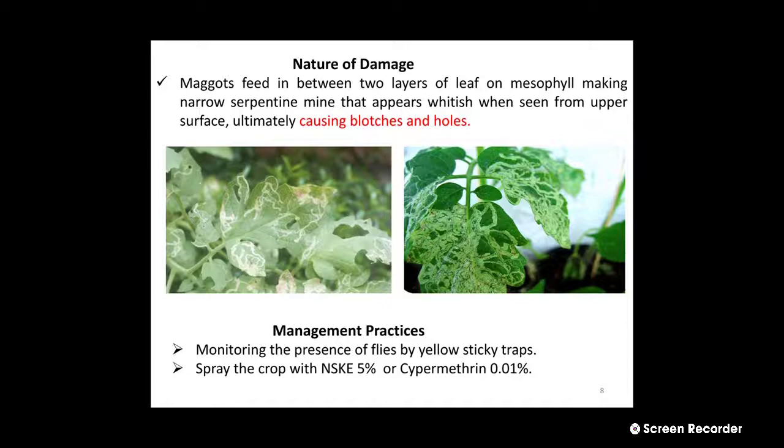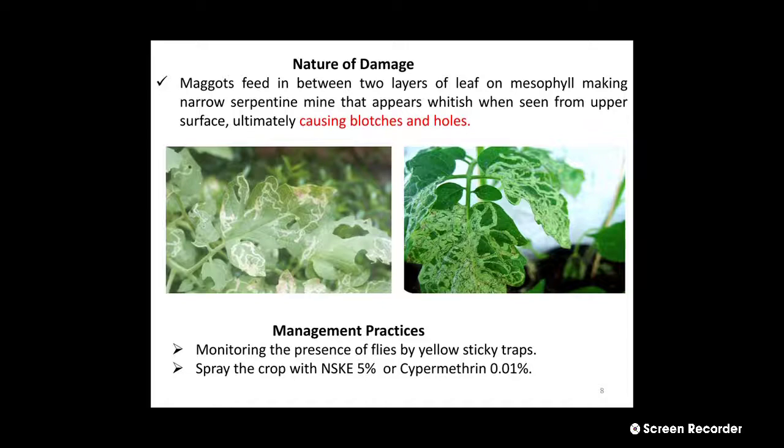Then next point is control measures. Monitor the presence of flies by using yellow sticky traps, then spray with NSKE, meaning neem seed kernel extract 5%, or you can use an insecticide like cypermethrin 0.01%.